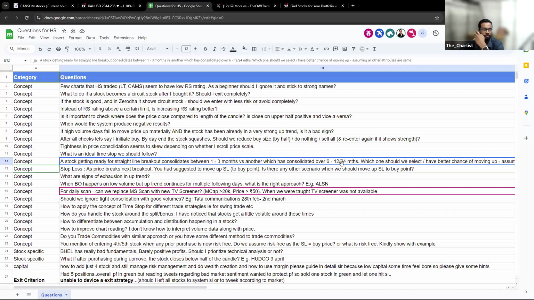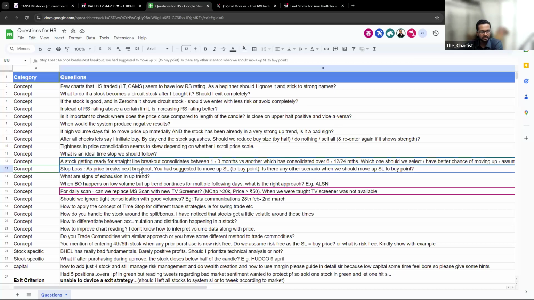So which one should you select? If you have money, I will say maybe you can buy 8% here, 3, 4% here. If you don't have money, I will trade both of them. But if you are saying no, I have to select one, I will select this one, the 6 to 12 or 24 month. You can check the charts of fertilizer and chemical stocks, Aarti Drugs, Laurus Labs, everything we discussed, right?